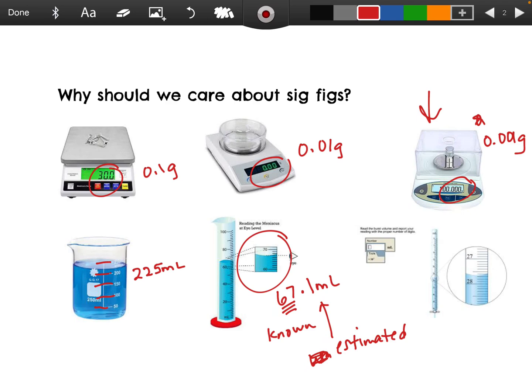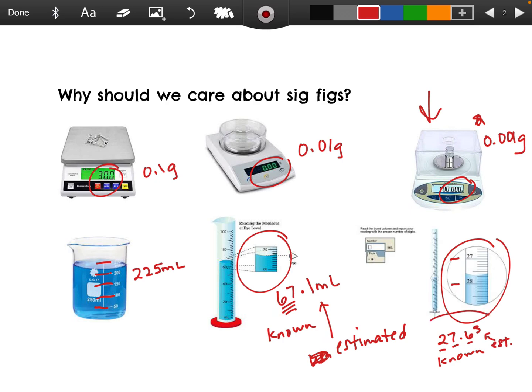So if we looked at this amplified view, you can see these markings are backwards. So 27 is here, 28 is here. So this liquid we would measure at, we know it's at least 27.6. So these are our known values. And then our estimated value, we would say it's 27.63. This is our estimated value.